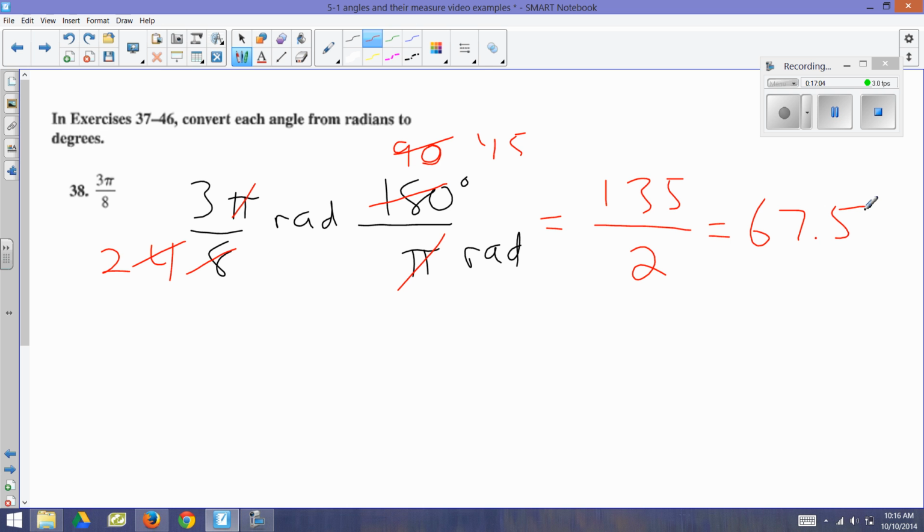And label radians to degrees. So it's degrees there. Next one.